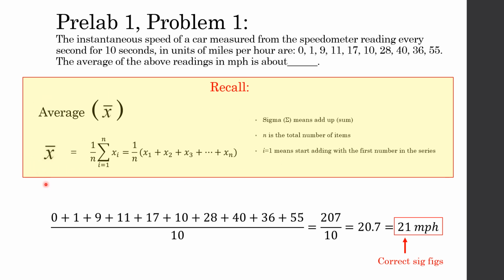Okay, so what we're going to do is take all of our values that they gave us. We're going to add them up in the numerator, then divide by the number of values there are in the denominator. So we do that, we get 207 divided by 10. This simplifies to 20.7, or 21 miles per hour when we think about significant figures, right? None of these values up here have a decimal point, therefore our answer, which is the average, shouldn't have a decimal point either.